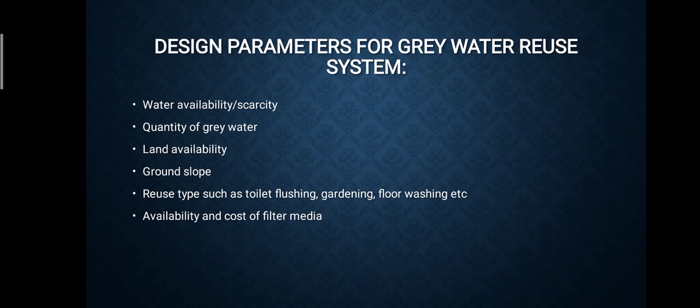The design parameters for a grey water reuse system. These are some of the parameters that have to be considered while designing a grey water reuse system. The first is water availability or scarcity. Then quantity of grey water, land availability, ground slope, reuse types such as toilet flushing, gardening, floor washing, etc. And the last is availability and cost of filter media.